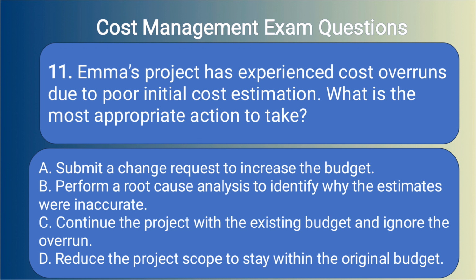A. Submit a change request to increase the budget. B. Perform a root cause analysis to identify why the estimates were inaccurate. C. Continue the project with the existing budget and ignore the overrun. D. Reduce the project scope to stay within the original budget.